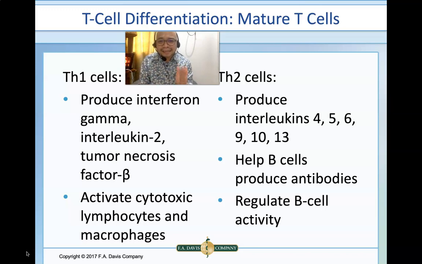On the other hand, Th2 cells have the ability to produce interleukins 4, 5, 6, 9, 10, and 13. One of the most important functions of Th2 cells is that they help B cells to produce antibodies. So they can regulate B cell activity, or in other words, Th2 cells would be responsible for the humoral response. Now, you can actually see the difference, right? Th1 cells for cell-mediated immunity, Th2 cells for humoral immunity.